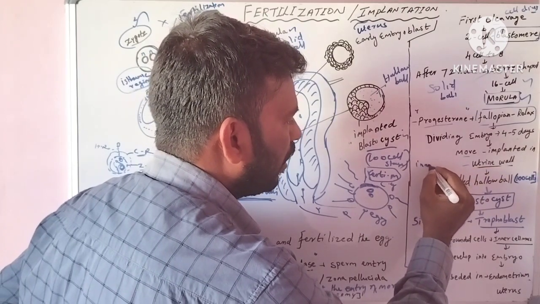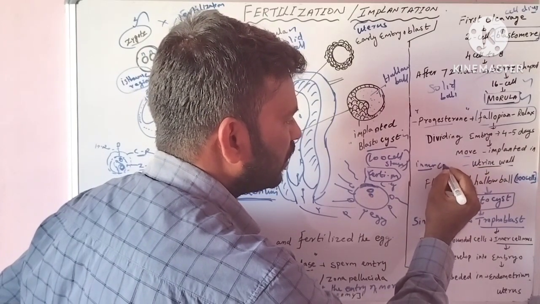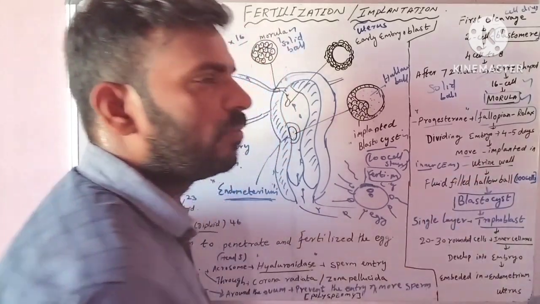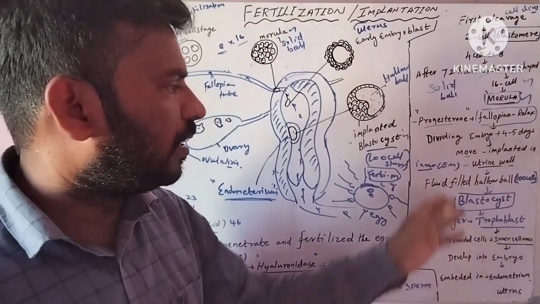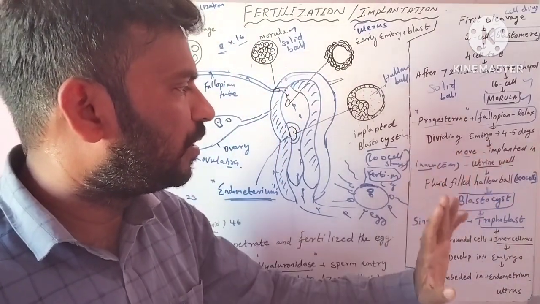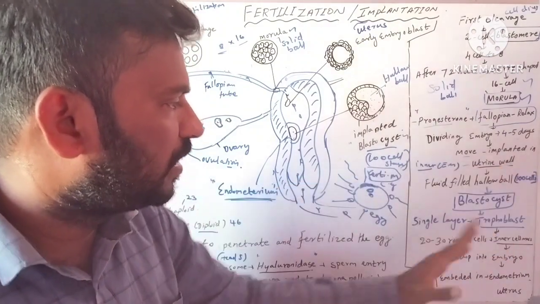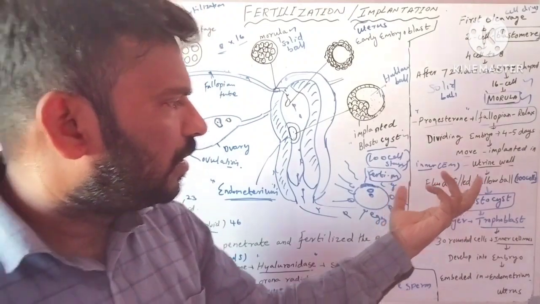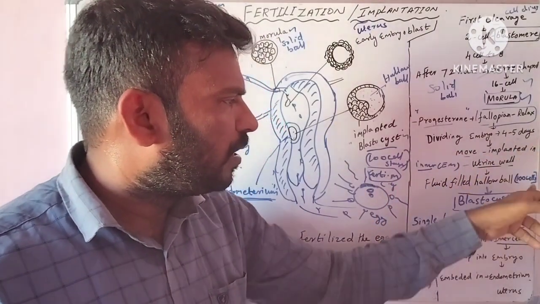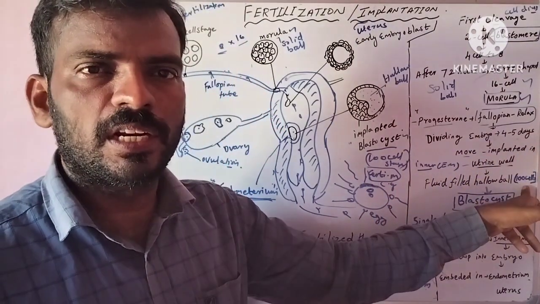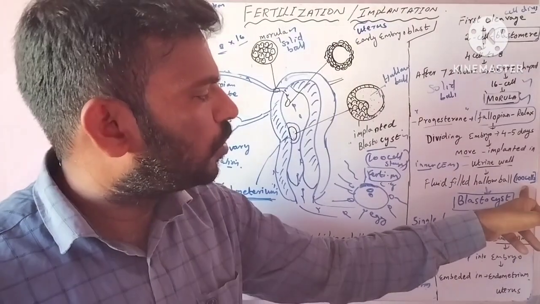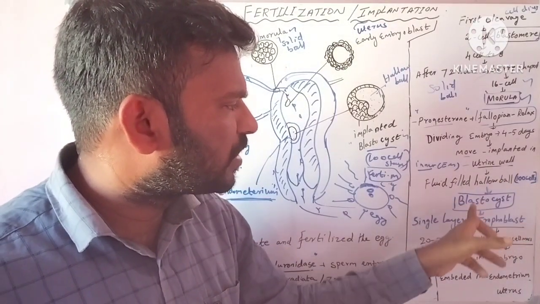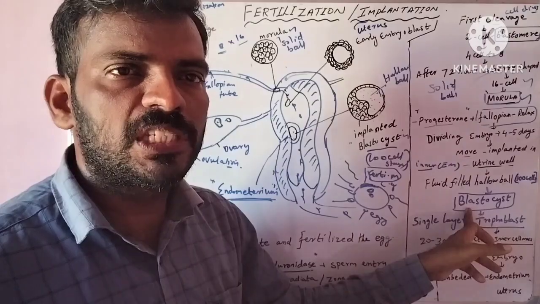The inner layer of the uterine wall is called the endometrium. This is a very important point. That process is called implantation. At the implantation stage, it is a fluid filled hollow ball. More than 100 cells are formed. So that fluid filled hollow ball is called the blastocyst stage.